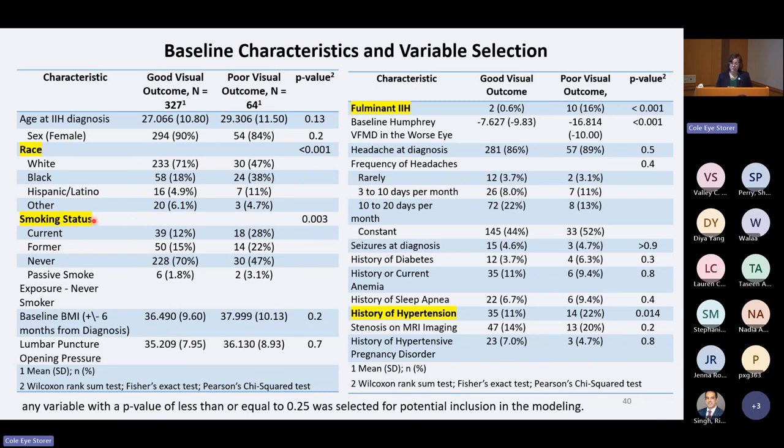We then evaluated smoking status, and we found that there was a larger proportion that had a poor visual outcome that were current or former smokers than had a good visual outcome. We also found, unsurprisingly, that fulminant IH, most of those patients had a poor visual outcome, and that we had a larger proportion of history of hypertension in our poor visual outcome group compared to our good visual outcome group.